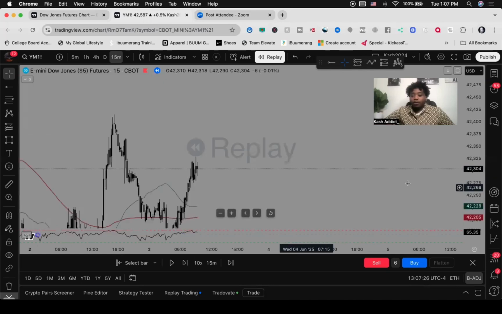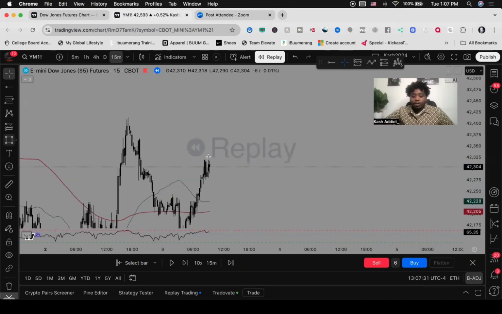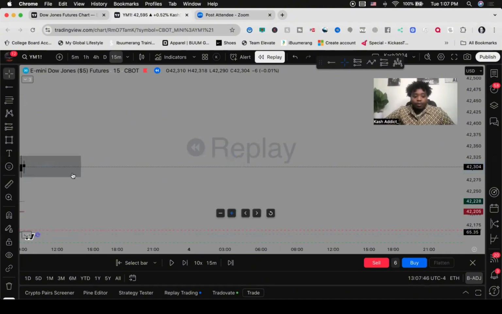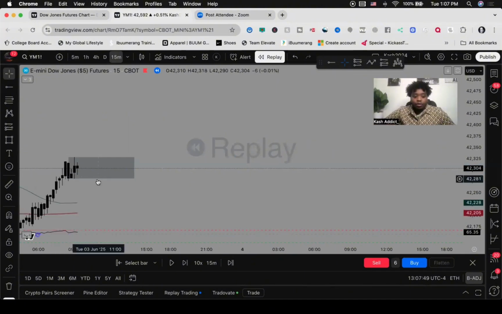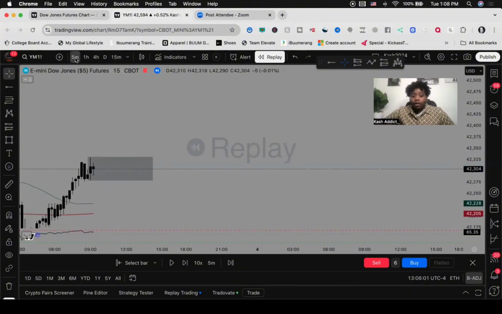All right. So what you'll do is come grab a box. You're gonna literally start from the highest point of the last two candles to the lowest point of the last two candles. Let's zoom in so we can see. So right here, bring this over. We just want the high and the low of the last two candles. All right, we're gonna go to the 5-minute chart.